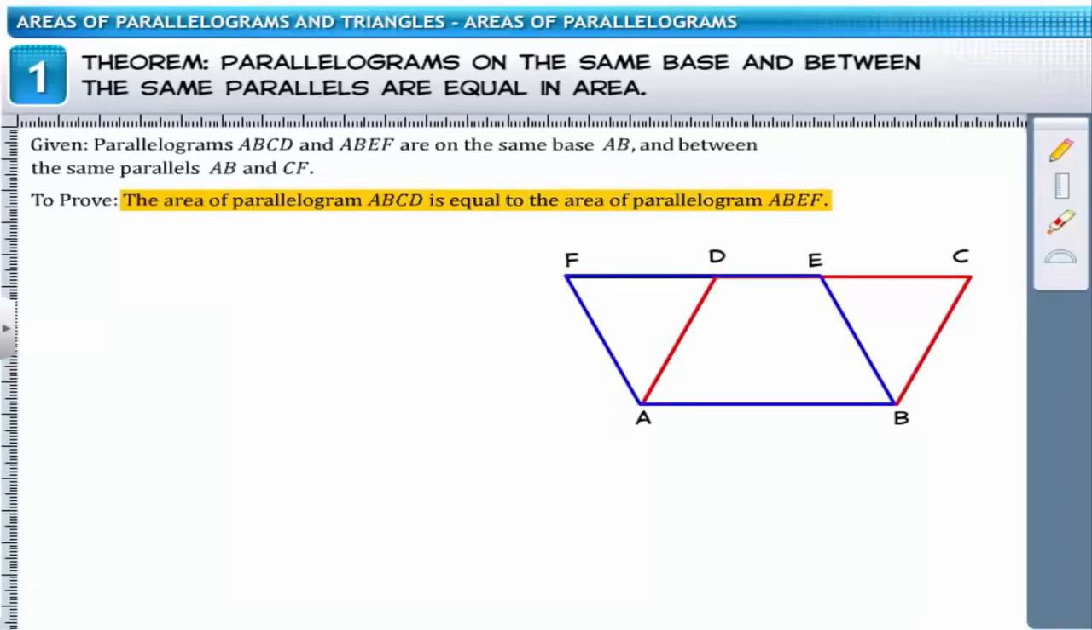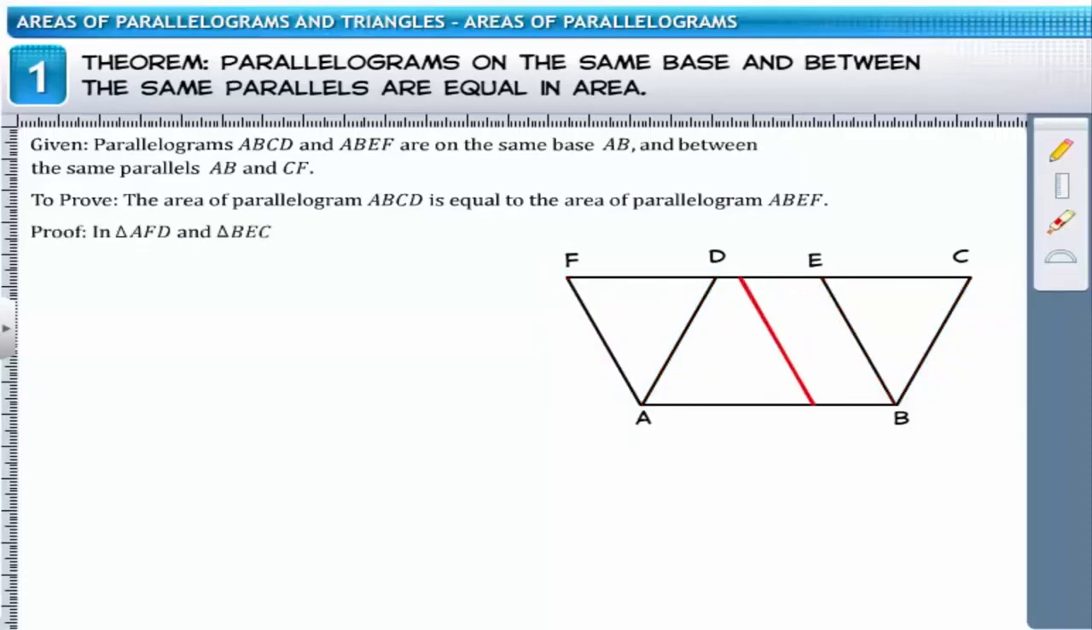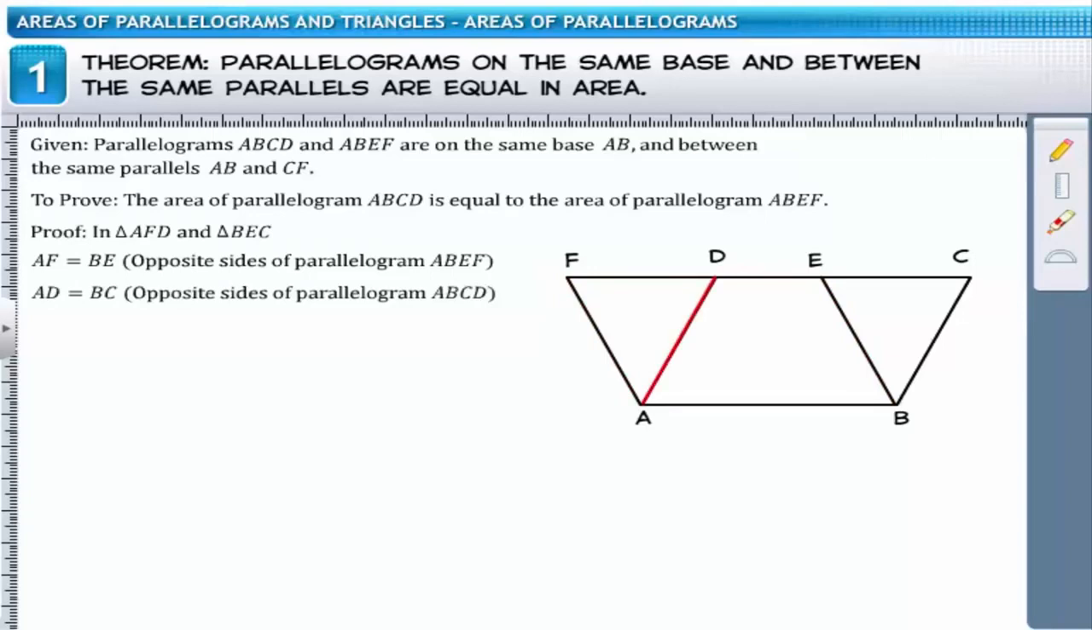When the two parallelograms lie on the same base, two triangles AFD and BEC are formed. In triangles AFD and BEC, AF is equal to BE. This is because AF and BE are the opposite sides of the parallelogram ABEF. Similarly, AD and BC are also equal. These are the opposite sides of the parallelogram ABCD.